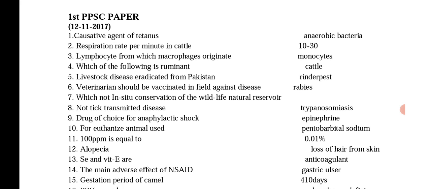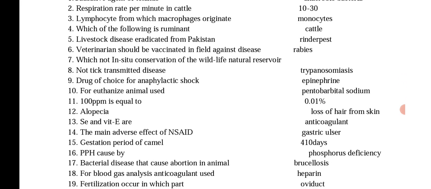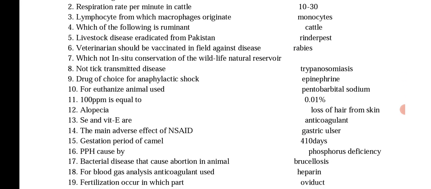Alopecia means loss of hair from skin. Selenium and vitamin E are anticoagulant. And I think vitamin K should also be there. Vitamin K is used as an anticoagulant. The main adverse effect of NSAIDs, non-steroidal anti-inflammatory drugs, is that they cause gastric ulcer.